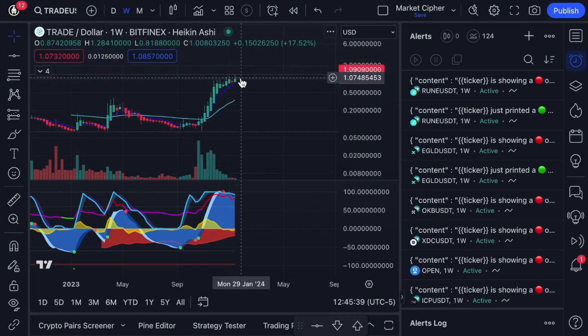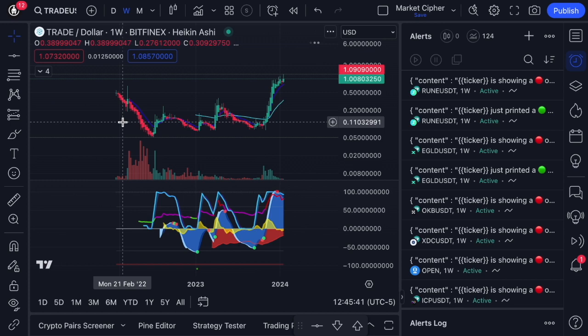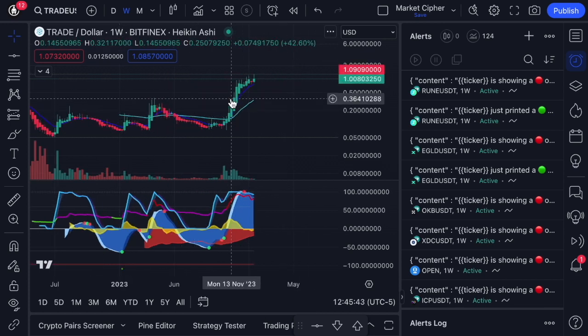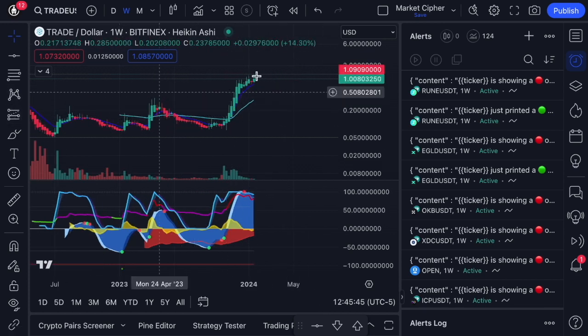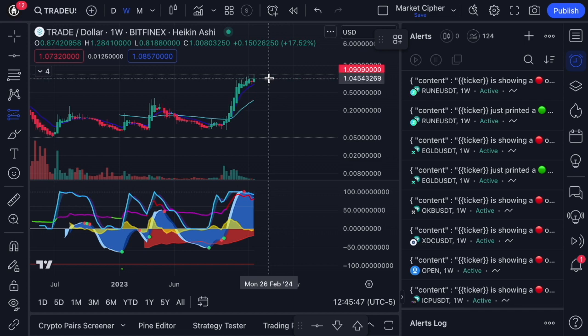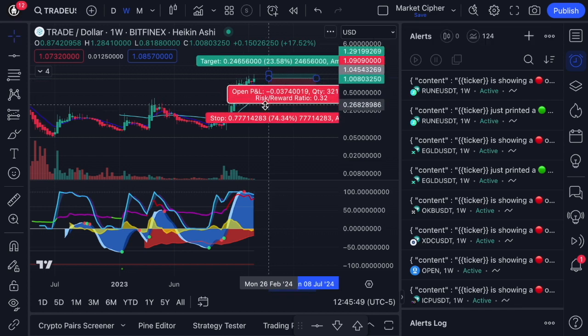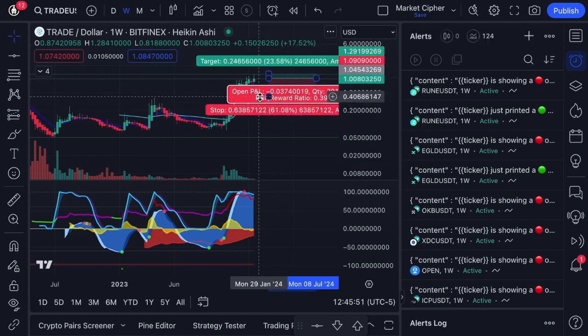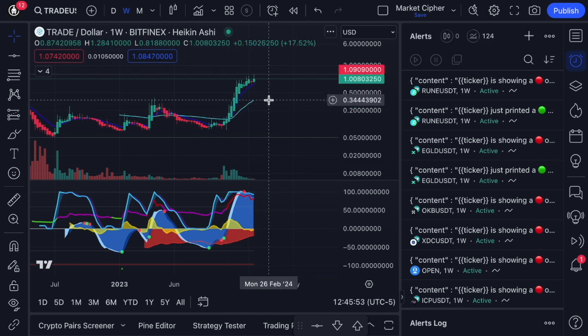What do we need? We need to pull back into the 50. That's what we're looking for. Again, we do not want to buy when stuff is expensive. We want to buy when stuff is at a discount or at a fair price. Again, we're sitting 60% off that 50-week moving average. So if you're buying here, you're asking to get crushed.